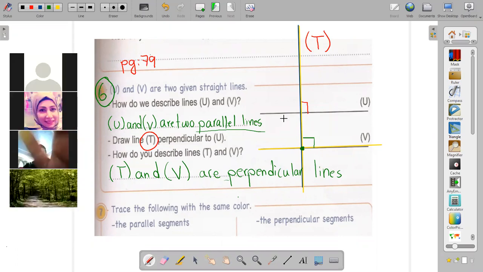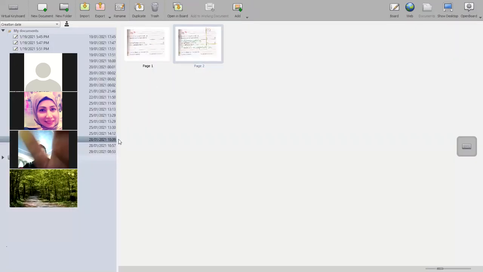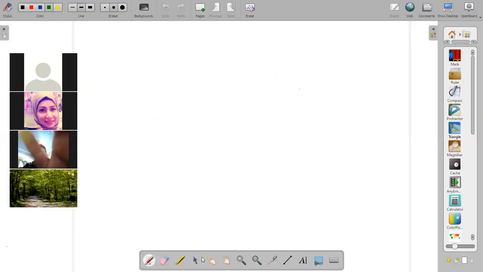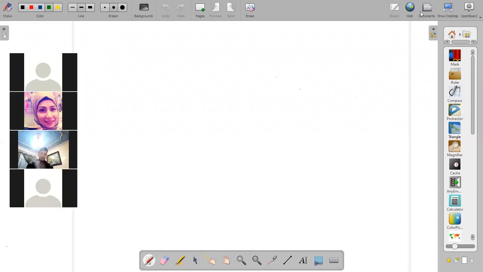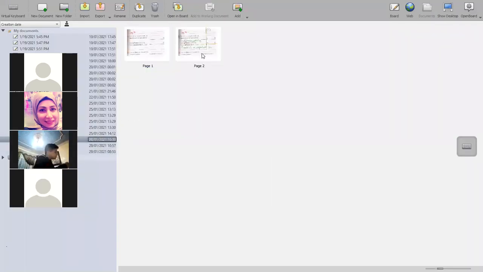Okay, is it clear, exercise 6? Yes. Let's revise together. How do we draw parallel lines? On a draft paper, please. Teacher, just a minute. Okay, I will share it again.